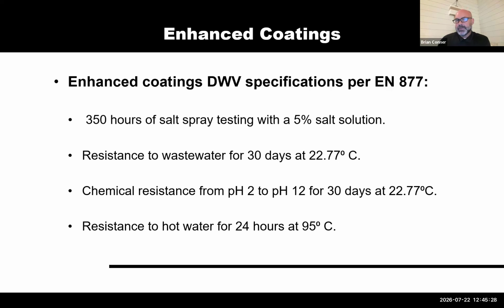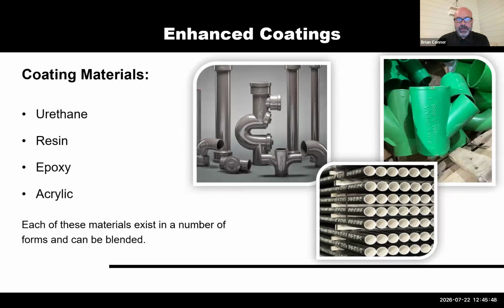So this is the most comprehensive test for coating performance that we could find in the world, and we're currently doing ongoing testing to this standard with our coatings, and so are others. Some of the various enhanced coatings that are commercially available are urethane, some resin-based coatings, some epoxies, some acrylics, and they can exist in many different forms, and in some instances can be blended.